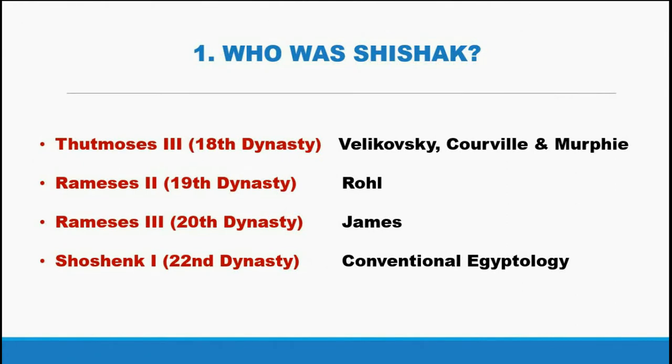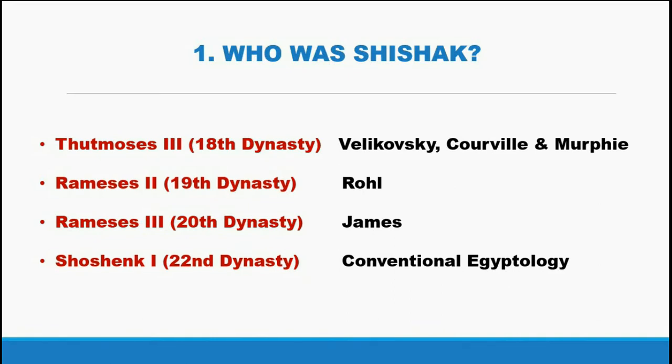David Rohl felt that too much compression was required in the later dynasties to justify such a late date for the 18th dynasty. His candidate for Shishak was Ramses II, who we also know as Ramses the Great of the 19th dynasty. His main archaeological support is a much more modest inscription in the Ramesseum, showing that Ramses the Great had indeed been to Jerusalem.